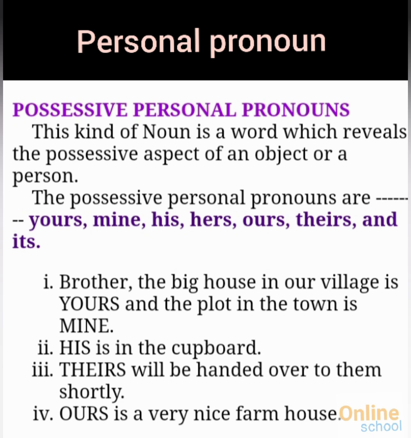Now, possessive personal pronouns. This kind of pronoun is a word which reveals the possessive aspect of an object or a person. The possessive personal pronouns are yours, mine, his, hers, ours, theirs, and its. For example number 1, brother, the big house in our village is yours and the plot in the town is mine.